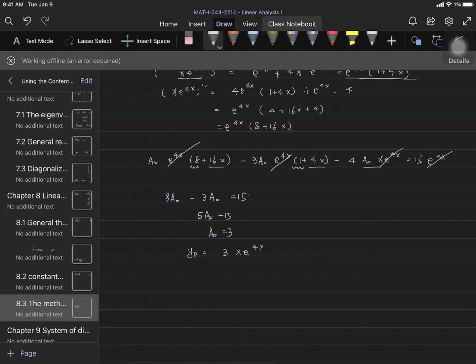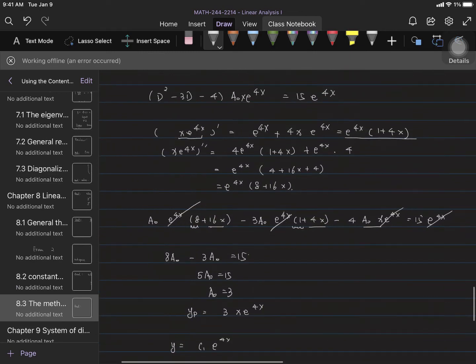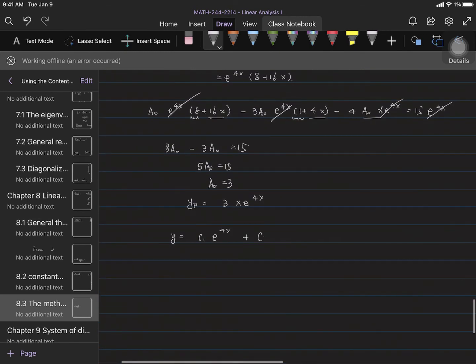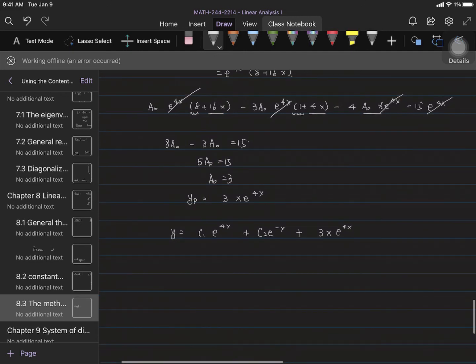In this case, what's the general solution? Homogeneous, I think it's c1 e to the 4x, right? Let's take a look at 4x and then negative x, okay? Plus c2 e to the negative x, and plus the particular solution, 3x e to the 4x. Okay, this is example 3. Let's take a look at the exercise. Okay, we can try the exercise problem.